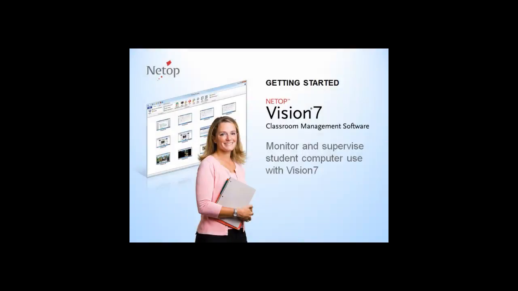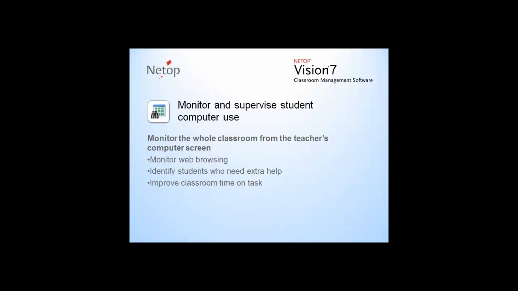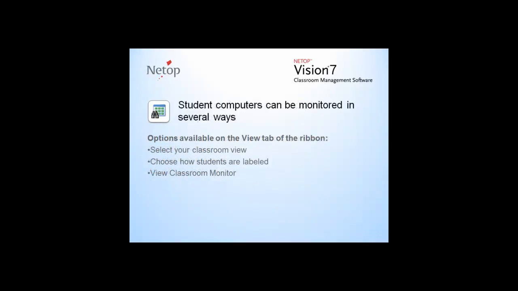Now that your class is going, this tutorial will show you the best ways to monitor and supervise your students. Vision 7 is a great way to monitor the whole classroom from the teacher's computer screen. It lets you monitor web browsing, identify students who need extra help, as well as improve classroom time on task. There are multiple ways to monitor your class through Vision 7. You can select your classroom view and choose how your students are labeled, as well as view the classroom monitor.